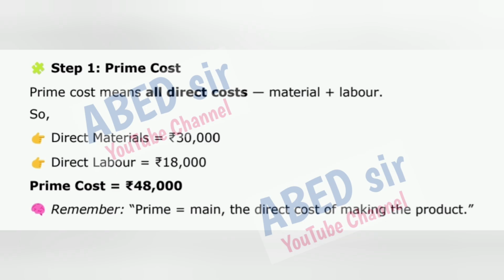Step 1. Prime cost. Prime cost means all direct costs, material plus labor. So, direct materials equals 30,000 rupees. Direct labor equals 18,000 rupees. Prime cost equals 48,000 rupees. Remember, prime equals main, the direct cost of making the product.